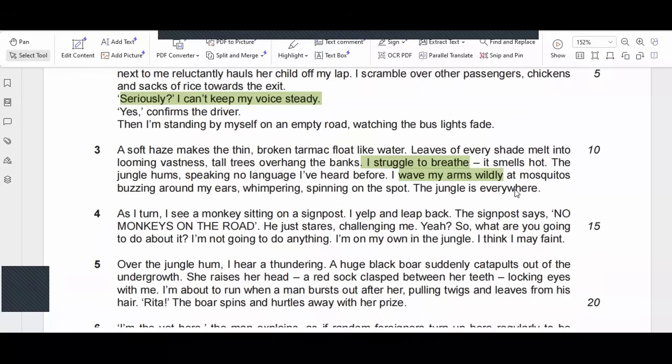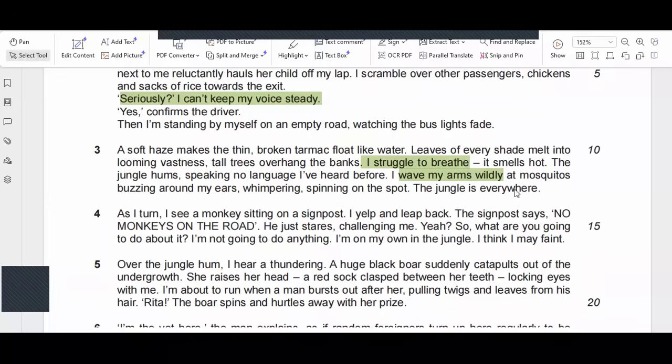So both of these phrases are basically the details for one feeling. "Struggle to breathe" or "wave my arms wildly." It's giving you a sense for you to understand that she was scared.